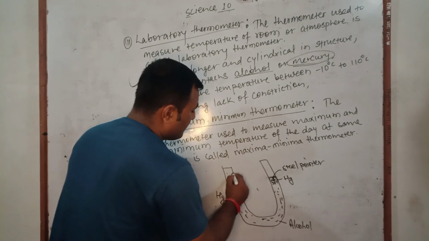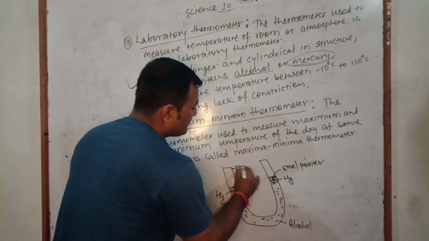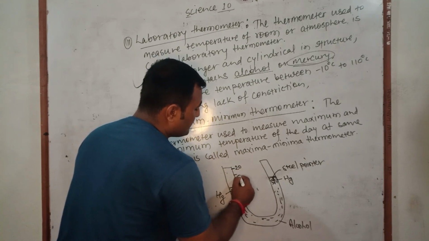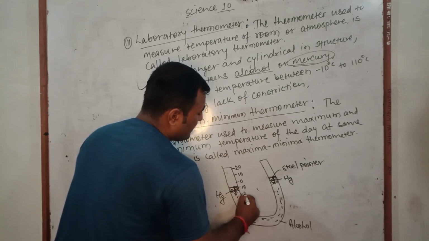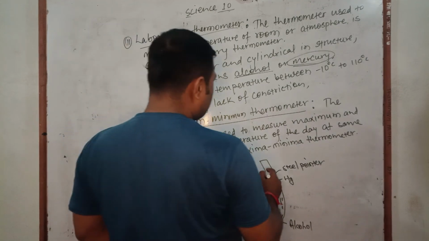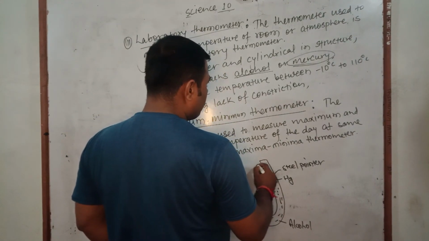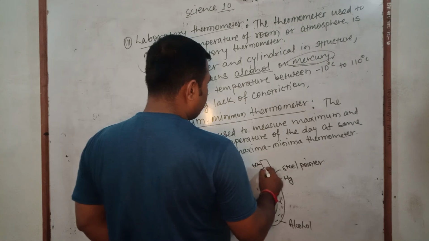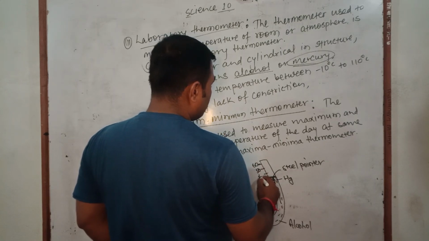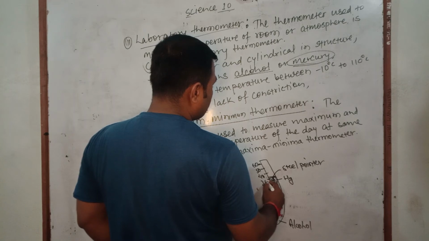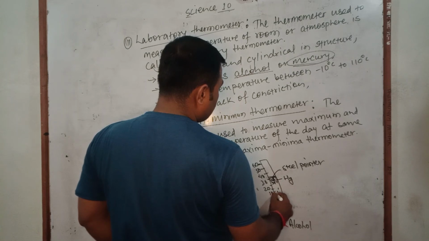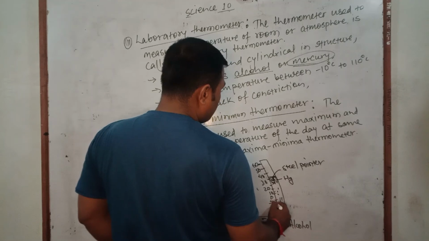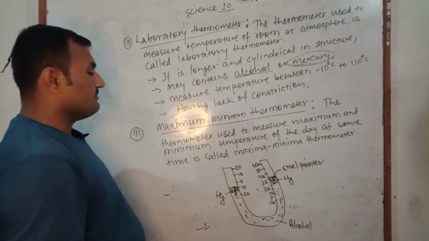And then listen here, on one side it measures temperature like 20, 10, 0, -10, -20. On another side it measures temperature like 60, 50, 40, 30, 20, 10, 0, -10, so on one side it goes negative.